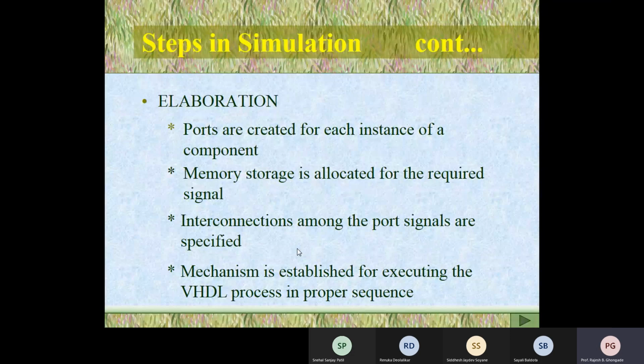Then the next step is elaboration. Ports are created for each instance of a component. So whenever you have components described in the design, ports will be created. Then naturally memory storage is allocated for the required signals. Interconnections are specified and a mechanism is established for executing the VHDL processes in proper sequence. This is what the elaboration does.